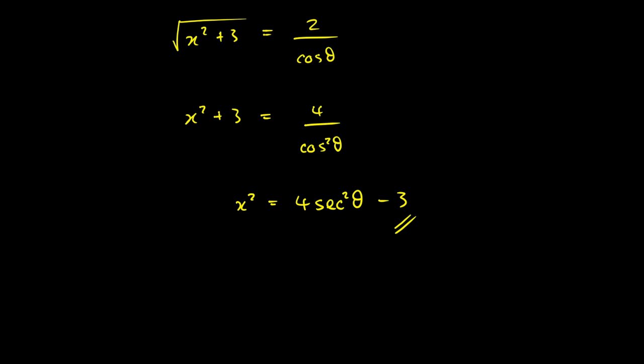I'm just going to check the mark scheme just to see if that's right. Okay, the mark scheme gives it as 4 upon cos squared theta, right? But it says it'll accept the equivalent, 4 sec squared as well, because it's the same thing, minus 3. Yeah, so that's the right answer.